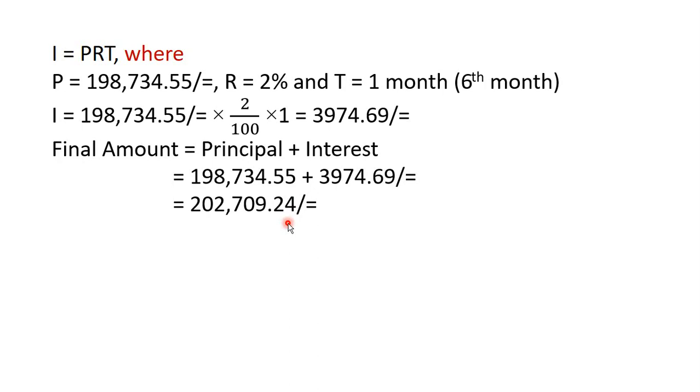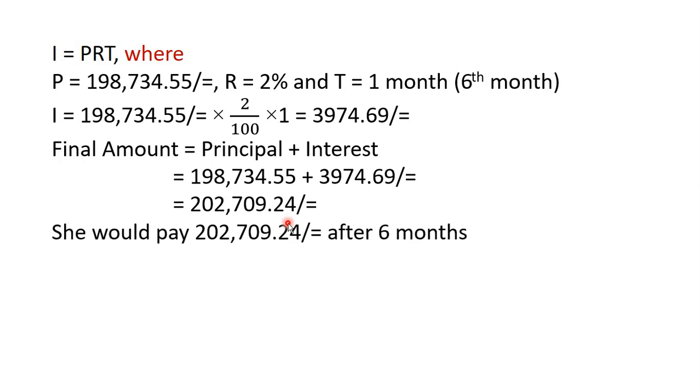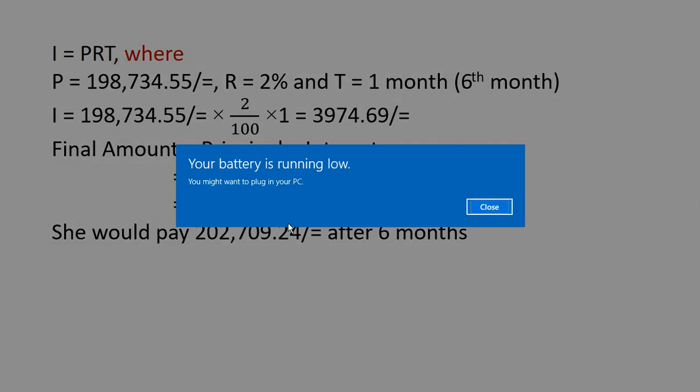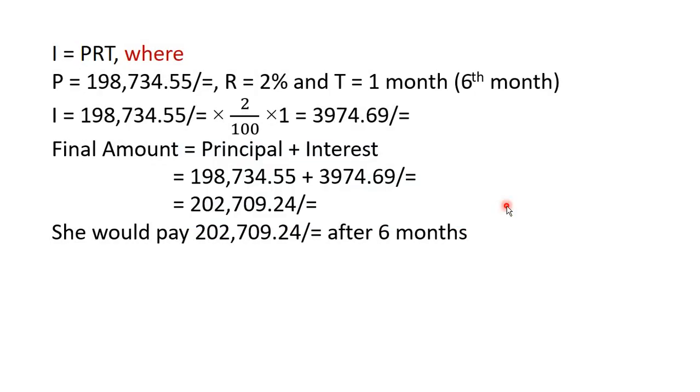And that's how we can calculate the amount. If we want to get the compound interest, we add all the interest. But in this case, we wanted the amount, and that is how we get it. So that means that she would pay 202,709.24 shillings after the 6 months.